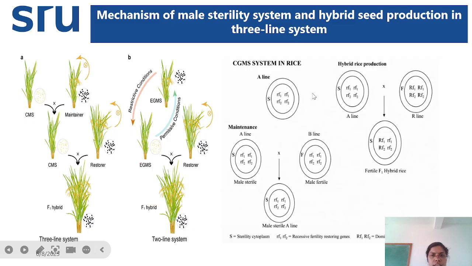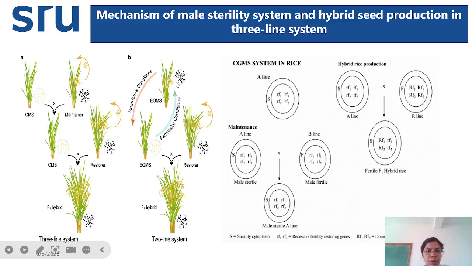Here also you can see this is the CMS line, that is the A line, and this is the B line. Then we'll cross this A line and B line, and we'll get the CMS line. Again this CMS line is a male sterile line, so it is crossed again with the restorer line. When we cross with the restorer line, we'll get the F1 hybrid. So here A line, B line, and this R line. This is nothing but the three-line system, which is widely used in the hybrid seed production in rice.